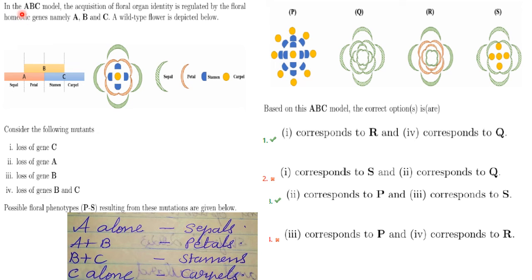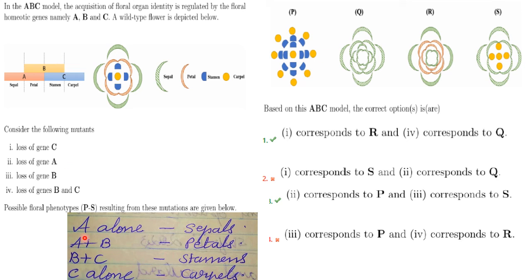Then next one. In the ABC model, the acquisition of floral organ identity is regulated by the floral homeotic genes, namely A, B and C. A wild type flower is depicted below. Consider the following mutants: loss of gene C, loss of gene A, loss of gene B, loss of genes B and C. Possible floral phenotypes, that is P, Q, R, S, resulting from these mutations are given below. Based on this ABC model, the correct option is... This is a very easy question. Everything they have given in diagrams, so you just need to check the diagram and find out the answer.